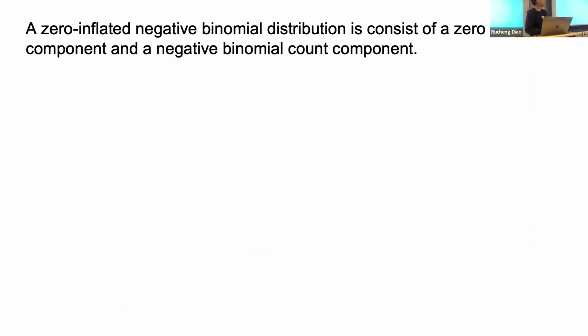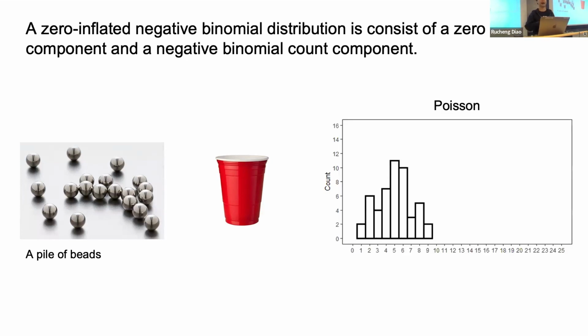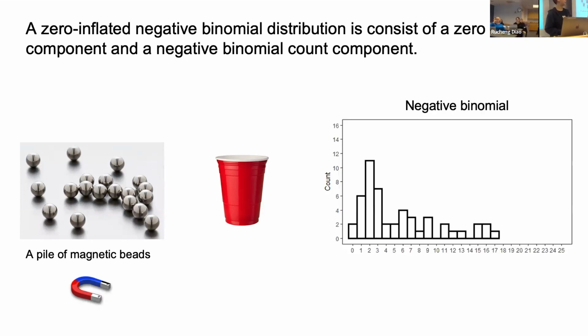To use a mock example, let's say you have a pile of metal beads and a plastic cup, and you scoop the beads using the cup and then count how many beads you get in each scoop. In this process, you will end up getting a Poisson distribution. Now let's say those metal beads are magnetic and they tend to clump with each other. Now you have overdispersion coming in, and the same process will give you counts that follow a negative binomial distribution.